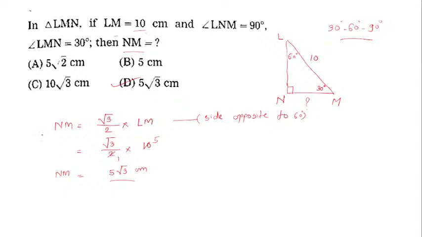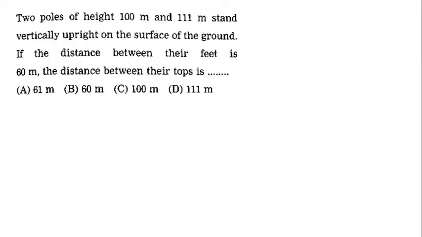So this is the proper way by which we can explain the example if it is asked for a 2 marks question. Now as this is asked as a multiple choice question, we have to just find the answer. So the answer is 5 root 3 centimeters. Let's have the next question.